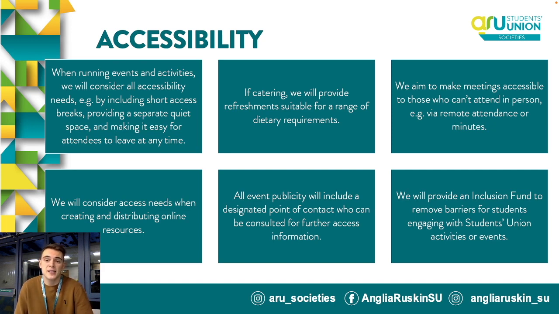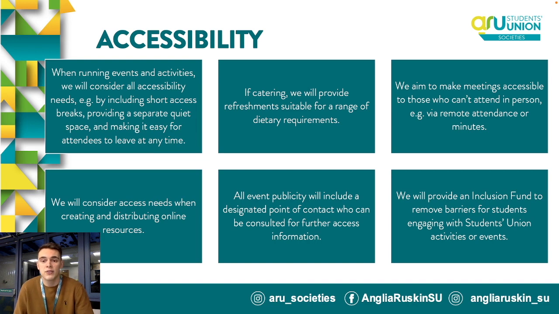Aim to make meetings as accessible as possible to those who can't attend in person, so you might choose to live stream your events online. You might consider access needs when creating and distributing online resources, so even things like making sure text is clearly visible, and not on an image background that makes it hard to read. All event publicity should include a designated point of contact who can be consulted for further access information. So if people want to talk to you about their own access needs, they should be able to do that in a private and confidential way, so make that as easy as possible for them.